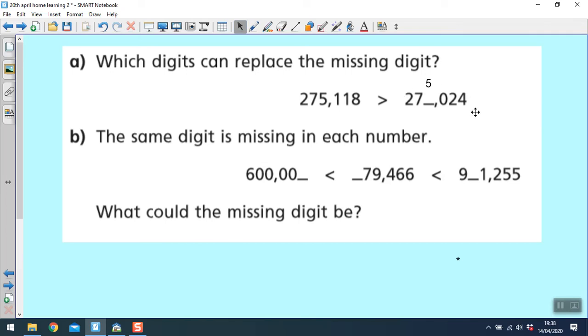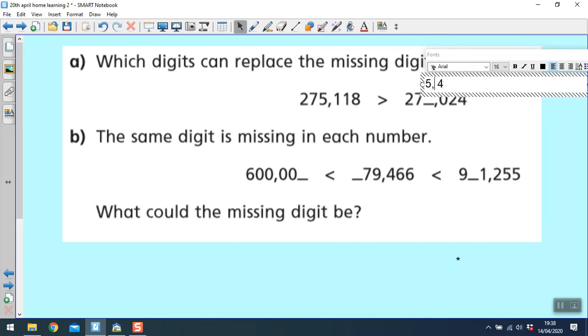I need to have a smaller number over this side. Could I have a 4 here? Is 274,024 smaller than 275,118? Yes. So this time I can have a 5, a 4, a 3, a 2, a 1 or a 0.